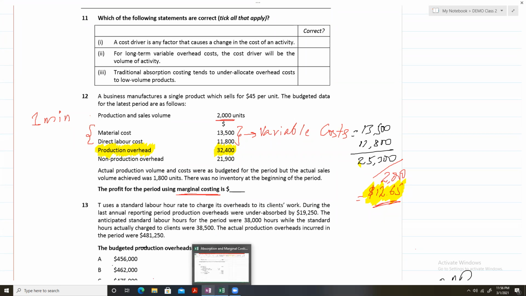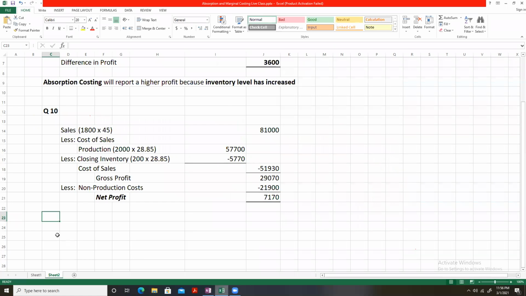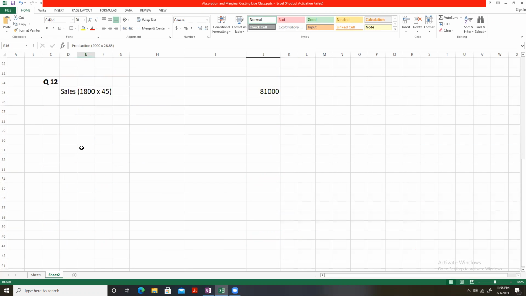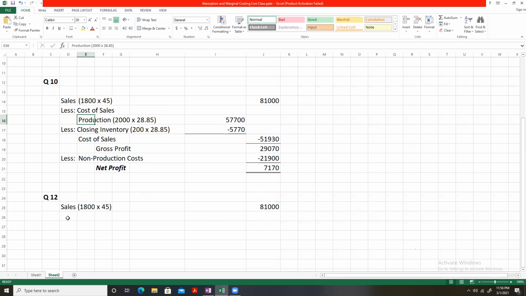So now let's prepare an income statement under marginal costing. Nearly everything will remain the same. The sales revenue will remain the same as above. The only thing that will change is the values of inventories, the value of production and the value of closing inventory. Okay, let's deduct cost of sales.